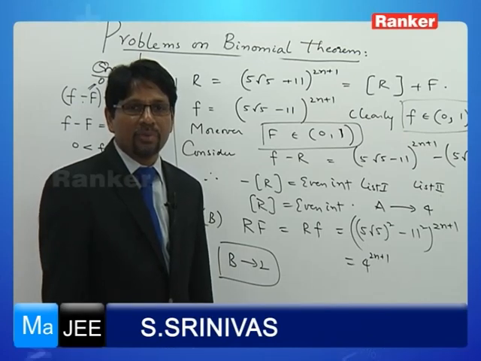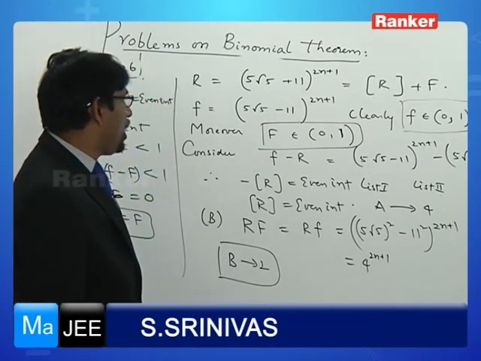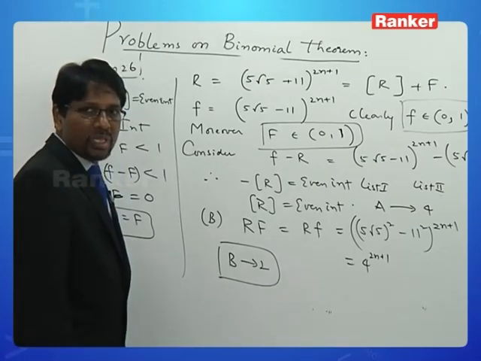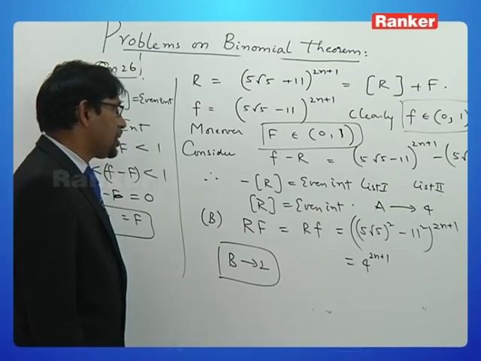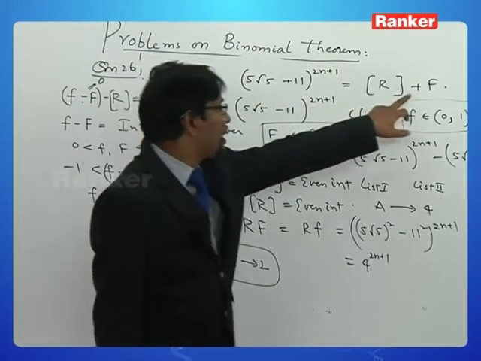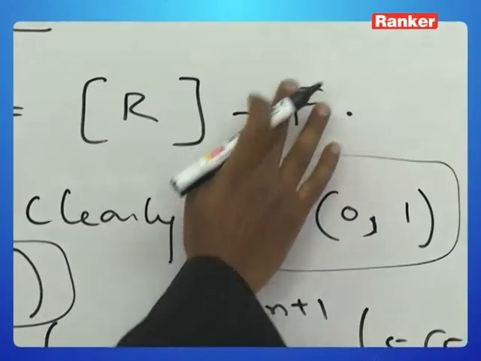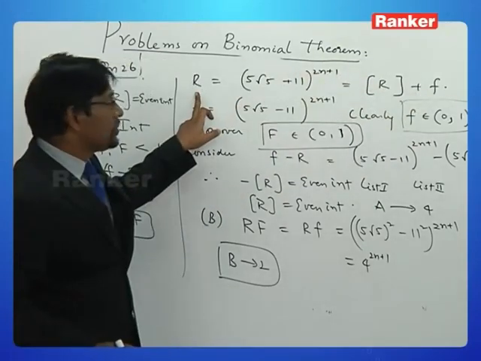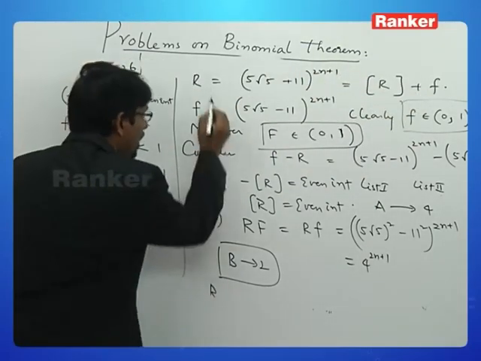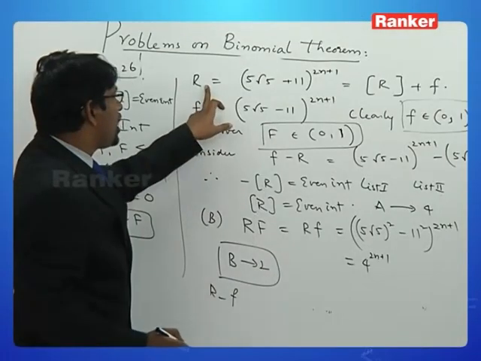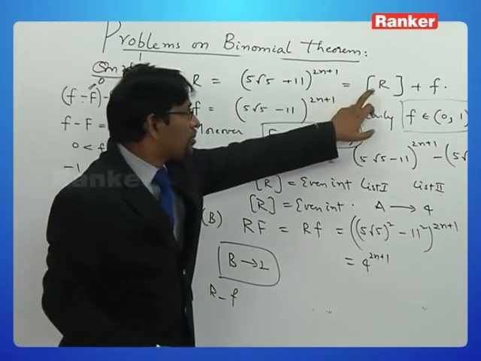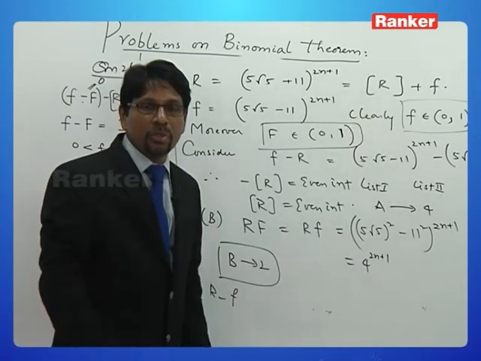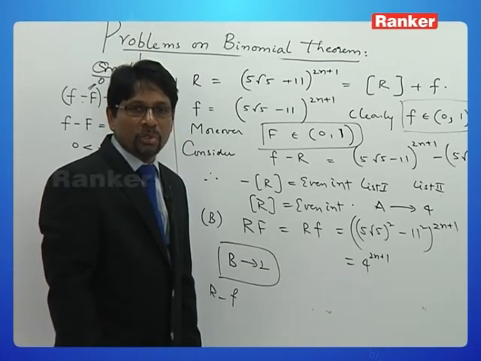And R minus f, what is R minus f? R minus f is again going to be an even integer. Because you see here capital F is nothing but small f. So transpose this small f that side. Therefore what do you get? R minus small f. What is R minus small f? That comes out to be bracket R. And what is bracket R? We have already seen it is an even integer. Therefore we have this 4, 2, 1, 4.